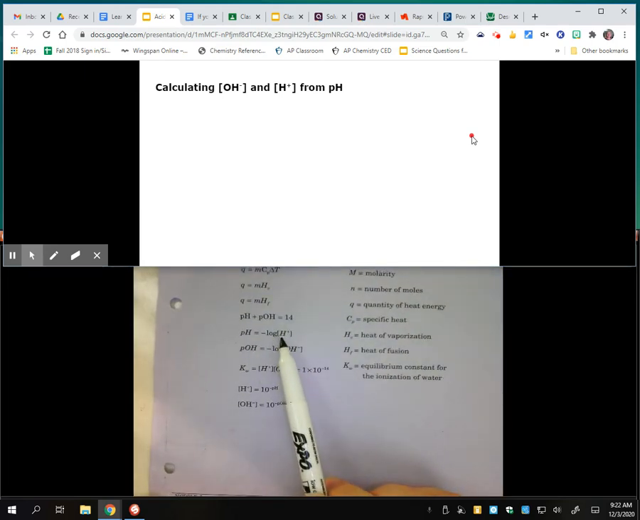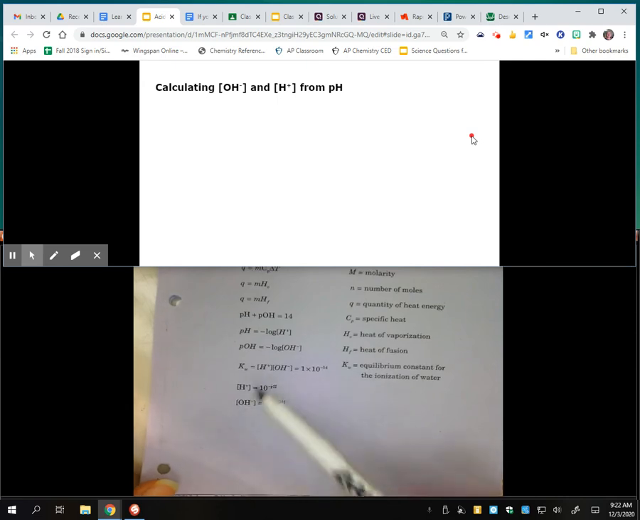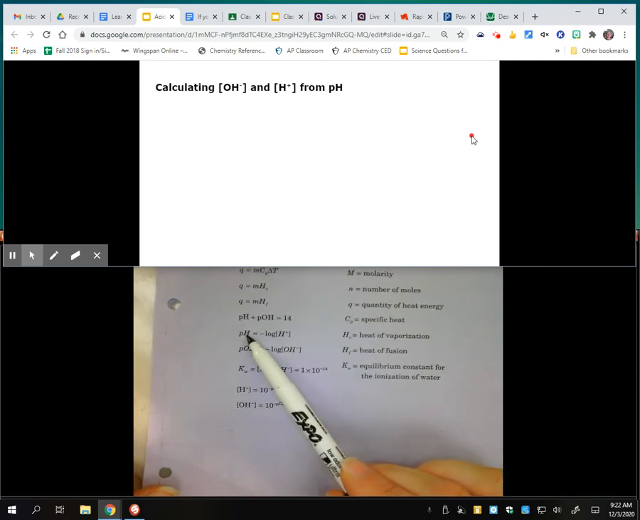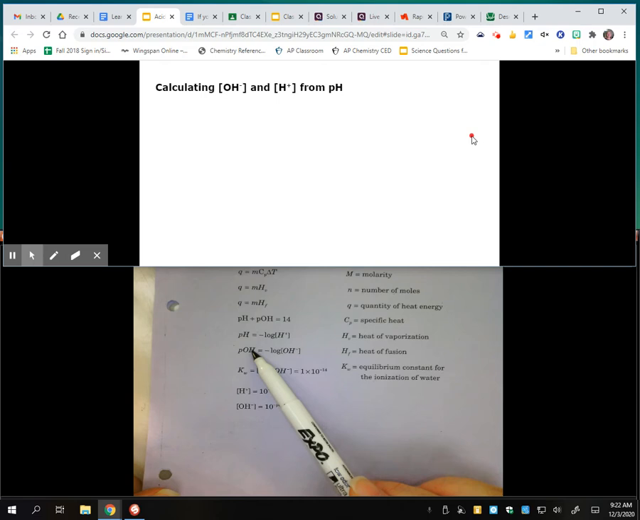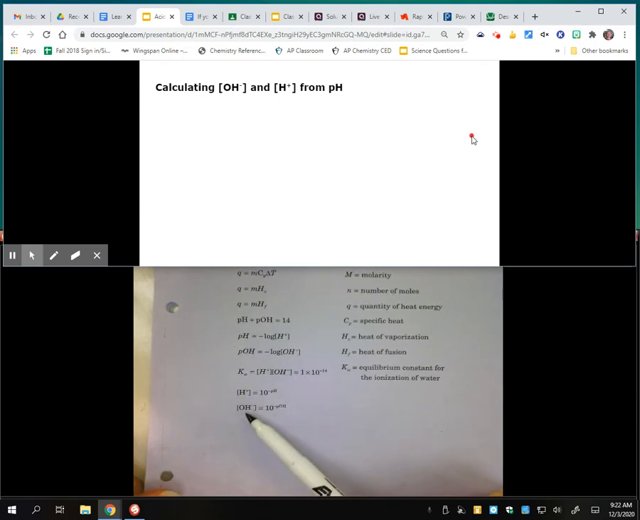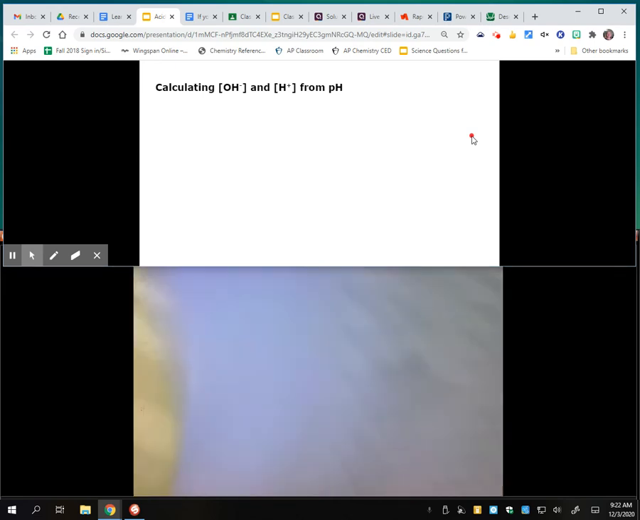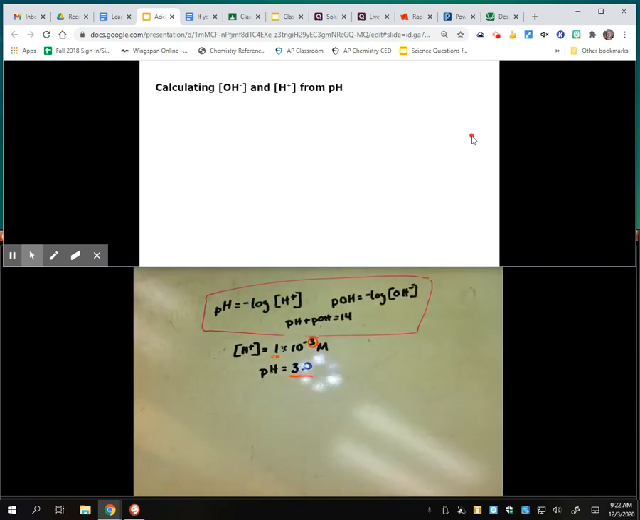Here's our formula for pH, and they rearranged it, and it looks like this. Same thing for pOH, and when they rearrange it, it looks like this. So you have these equations already rearranged. You just have to use the appropriate one. If you're looking for pH, you're going to use one of these two formulas, depending on what you're given. And if you're looking for concentration, then you're going to use one of these two formulas, again, depending on what you are given.